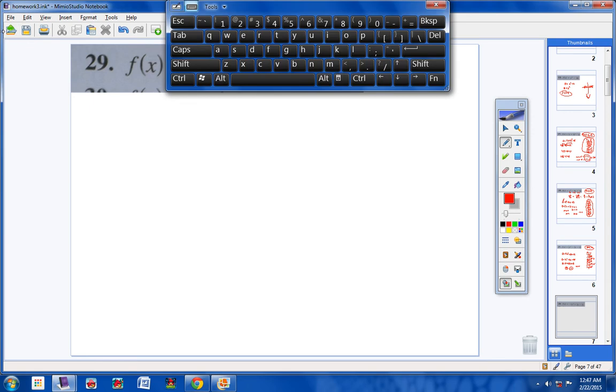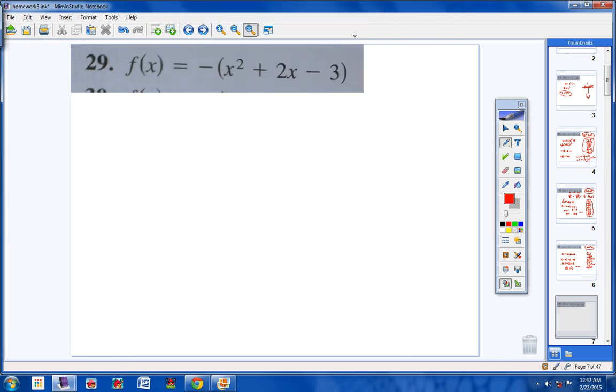Alright, number 29. We're now into the section where we're allowed to use our graphing calculator. So really, this is amazingly easy. Alright? So here we go. Let me grab my calculator here and go to my window, clear out my equations, negative sign, then parentheses, and then x squared plus 2x minus 3, close the parentheses, and then go to my window, make sure I'm in a standard window, and let's see what I get.